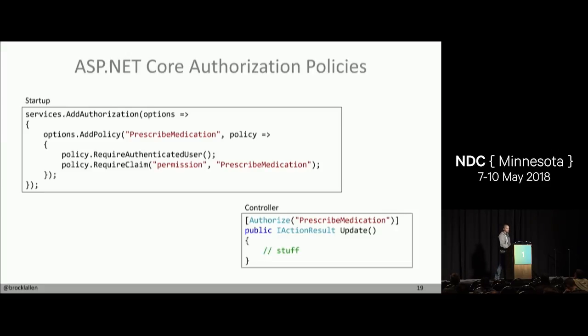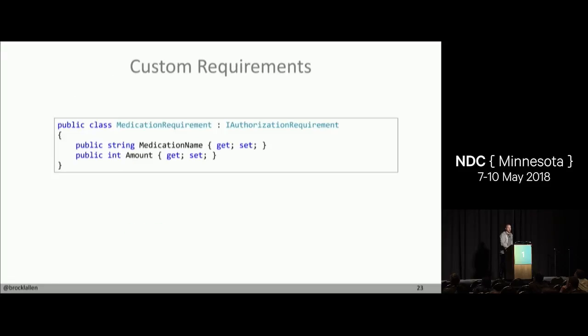So what ASP.NET Core provides is the ability to create what's called a custom requirement. A custom requirement allows you to model additional data that is an input into your authorization logic. So in this case, we have an example of a medication requirement.